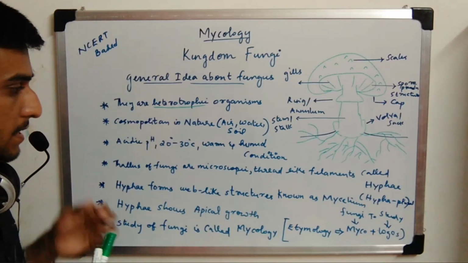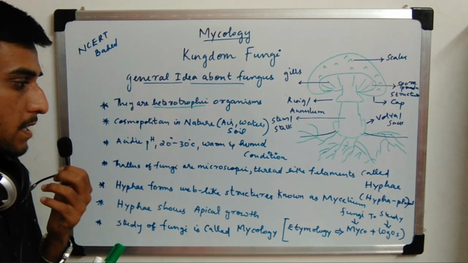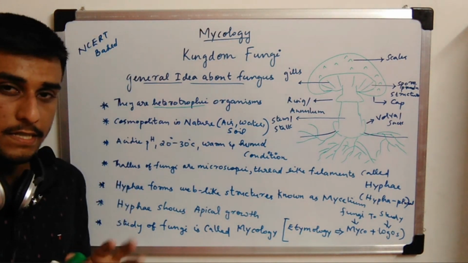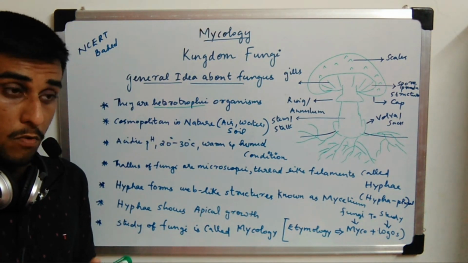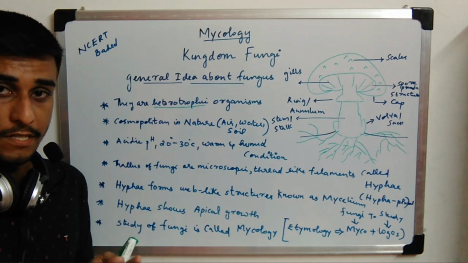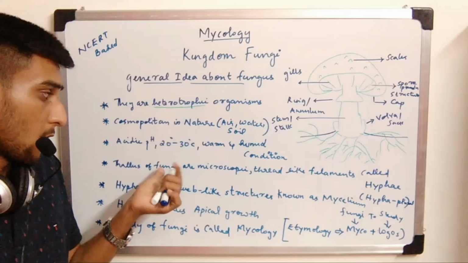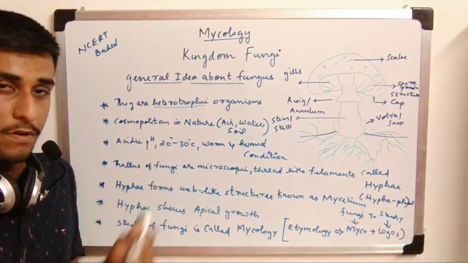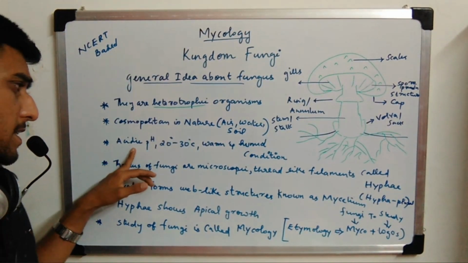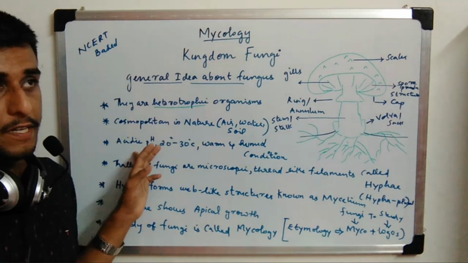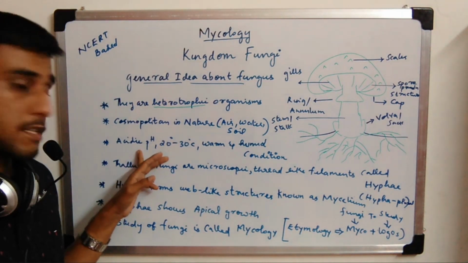The next point says that they are seen in warm and humid climatic conditions. Warm means the temperature should not exceed 30 degrees Celsius and should not go below 20 degrees Celsius. This is the optimum temperature required for the growth of the fungi. They can also be seen in acidic conditions, acidic pH. They flourish excellently in acidic conditions.